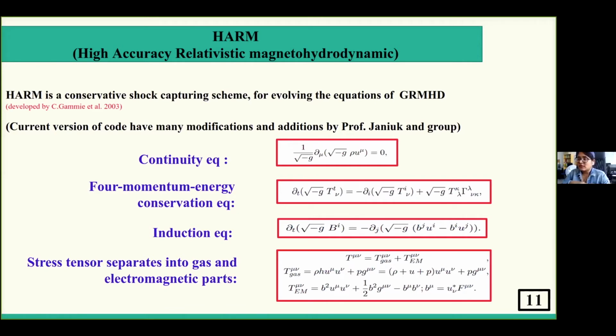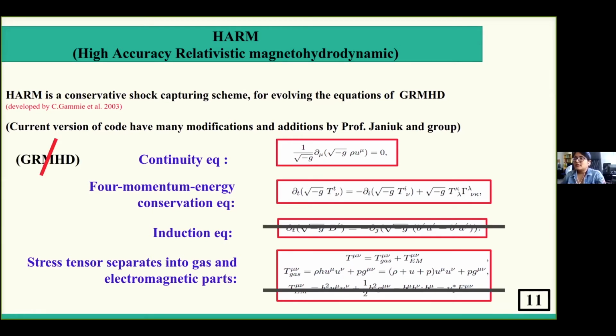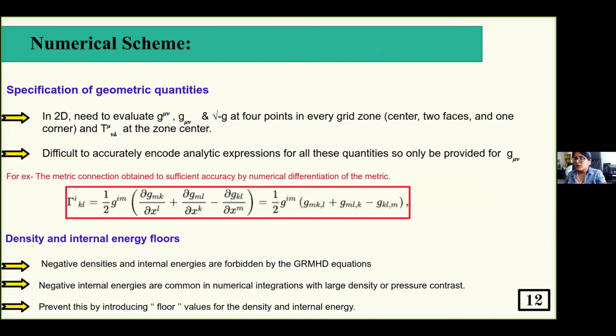The stress energy tensor includes both components, T mu nu gas and T mu nu electromagnetic part. But we have considered non-magnetized flow, so the induction equation and the electromagnetic part of the stress energy tensor are not included here in our model.